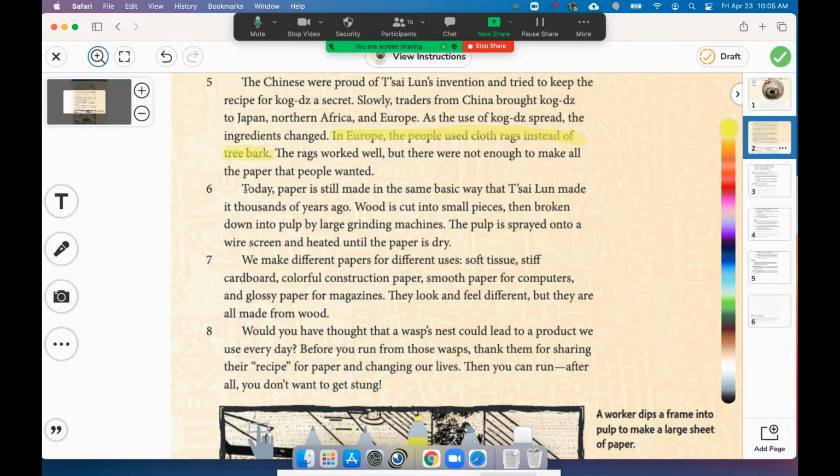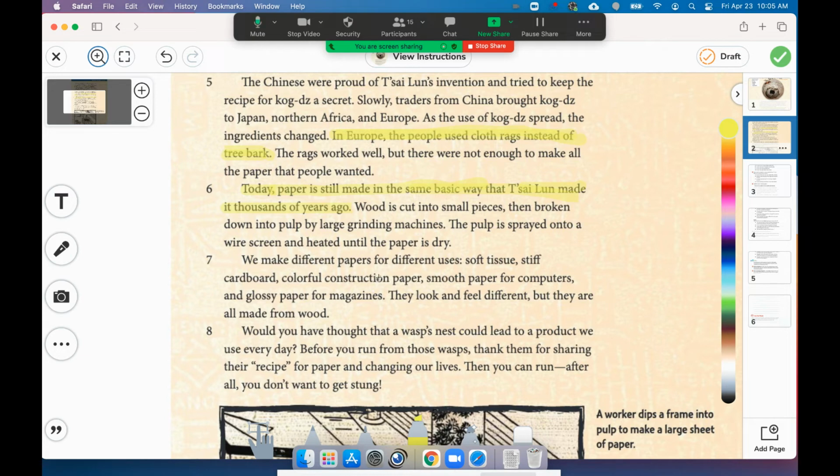Today, there's another comparison. Paper is still made the same basic way that Tai Lun made it thousands of years ago. It shows how it's the same. It's made the same way. Wood is cut into small pieces, then broken down into a pulp by large grinding machines. The pulp is sprayed onto a wire screen and heated until the paper is dry.